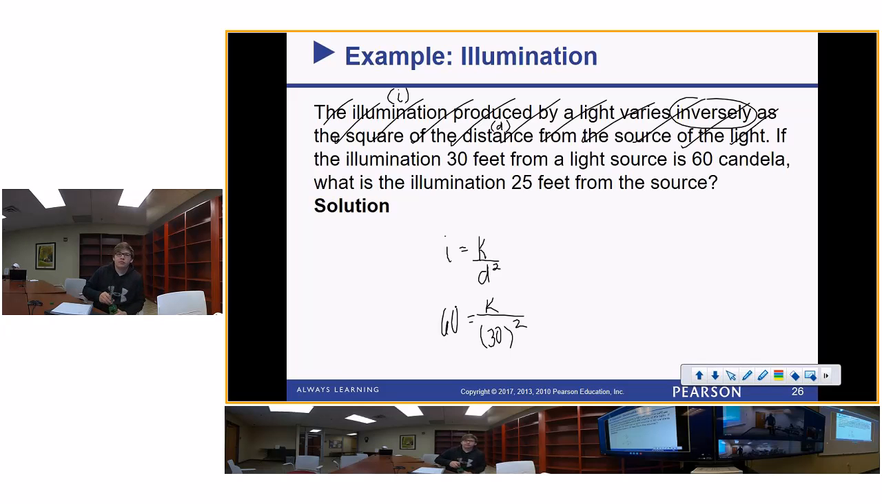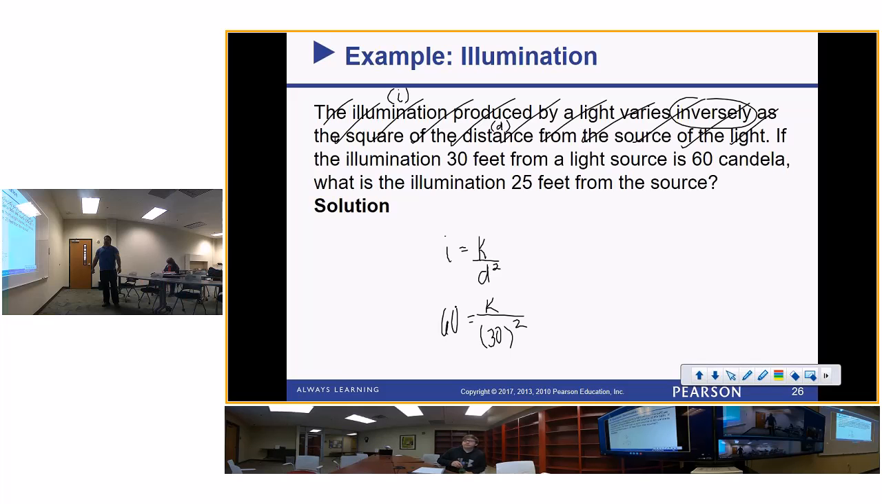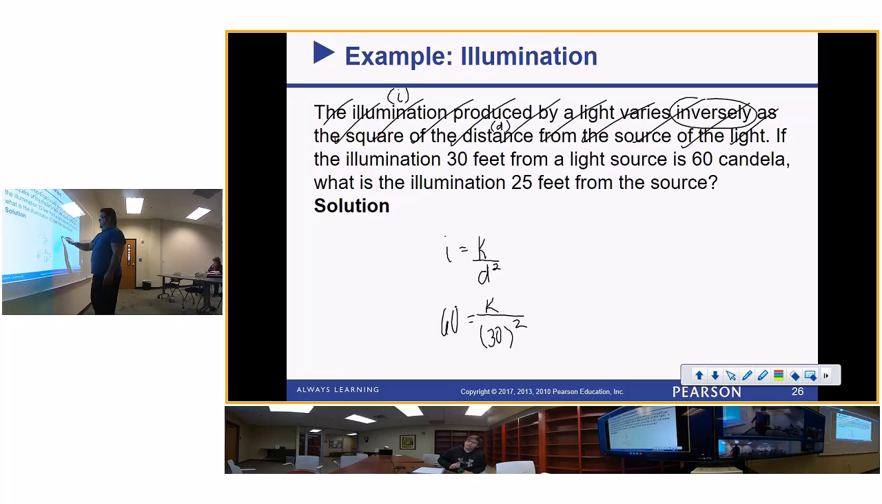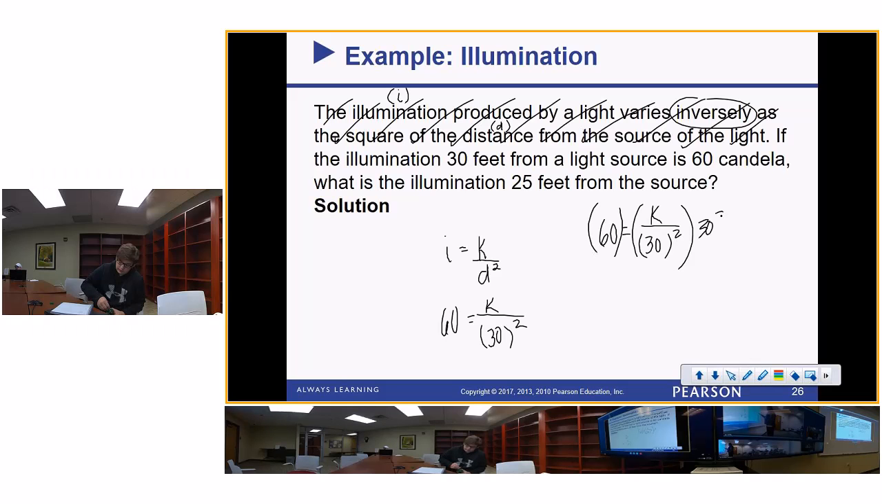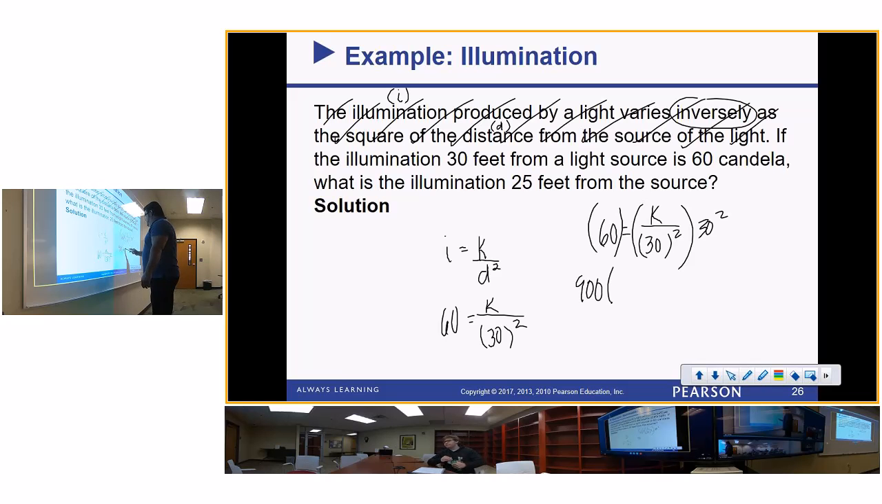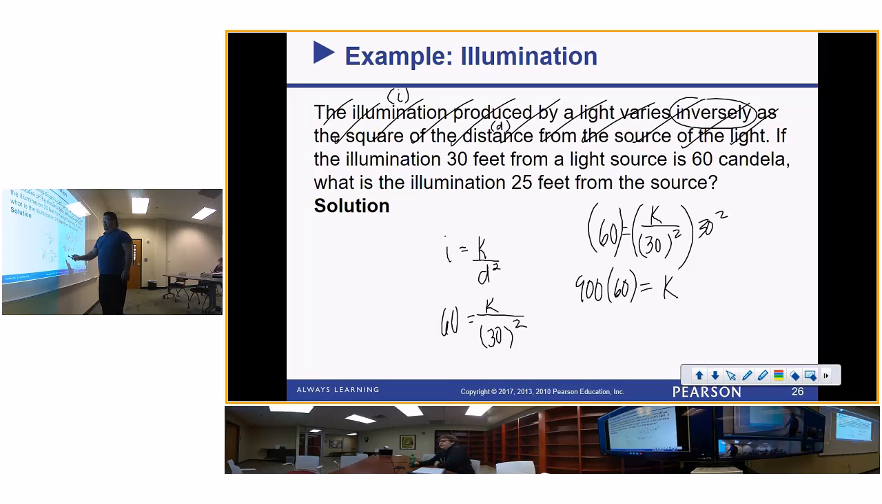All right, so somebody tell me, what is K? Well, let's do the math. 60 is equal to K over 30 squared. So I'm going to multiply by 30 squared, or multiply by 900, right? Somebody help me. It should be 54,000.